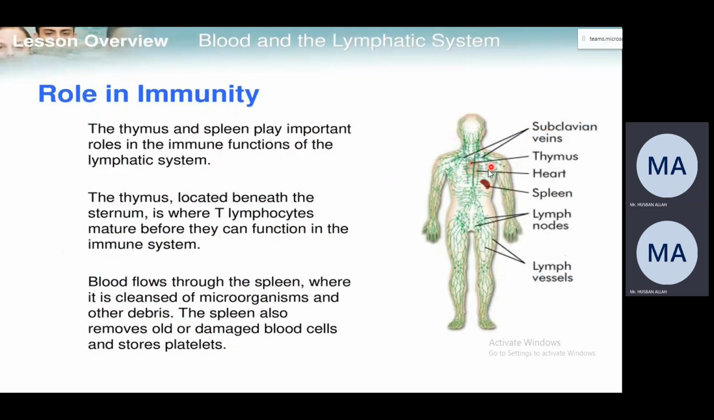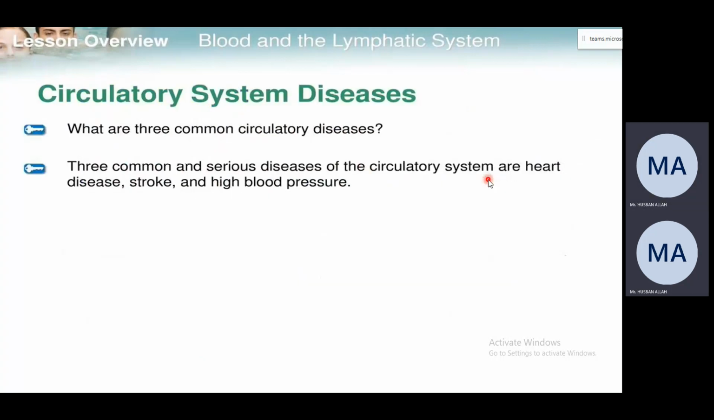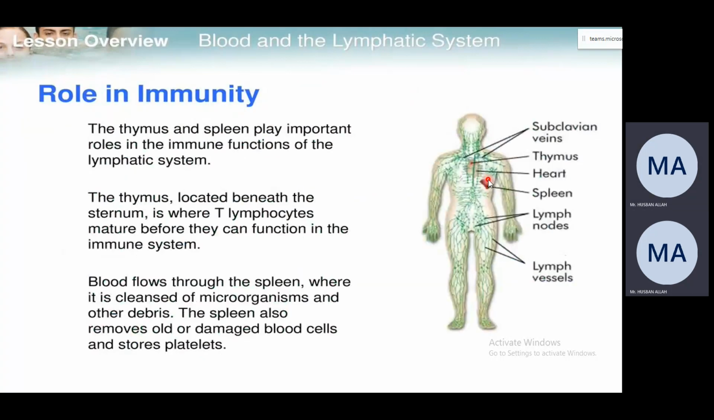Now the function of the spleen is not only that it cleans the blood. Besides this, it can also degrade those blood cells which are old, like 120 days, 118 days. So it can also degrade those blood cells, and it can even store platelets, right? So these are the functions of the thymus and spleen, right? So if you have any question, you can ask me.